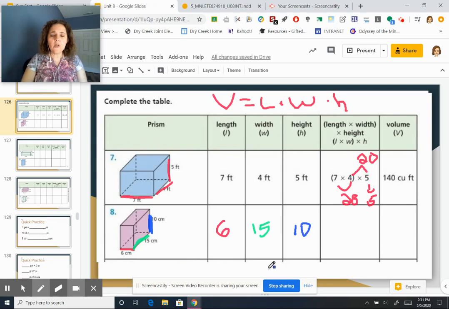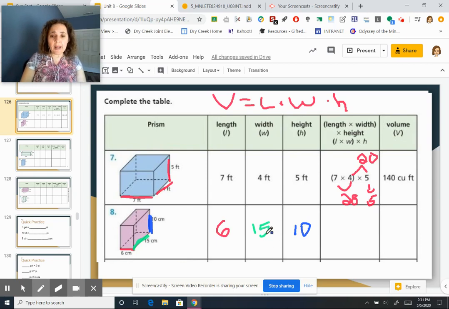Okay. So now I'm going to multiply, and it doesn't matter which ones you multiply together. If you want to do 6 times 15 and then multiply that by 10, that's totally fine. If you want to do 15 times 10, then multiply that by 6, that's totally fine. Or if you want to do 6 times 10 and then multiply it by 15, that's totally fine too. Okay, however you want to do it.